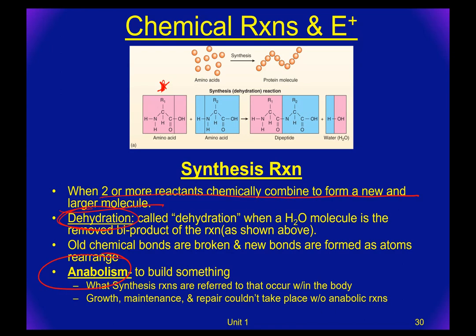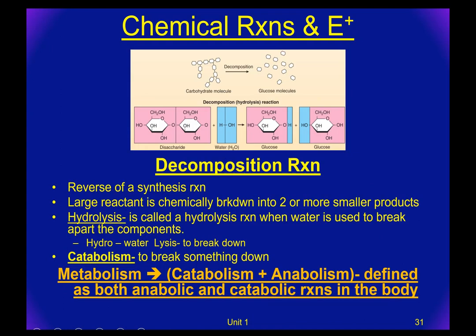Growing, when your bones are growing, when your muscles are growing, when you're doing maintenance. Let's say I worked out and I accidentally tore one of my muscles a little bit and I need to fix it. Repair, I got stabbed in the arm and I need to make scar tissue. All of these are anabolic reactions because I'm making something more complex. I'm not breaking something down, I'm synthesizing something, I'm making something more complex.